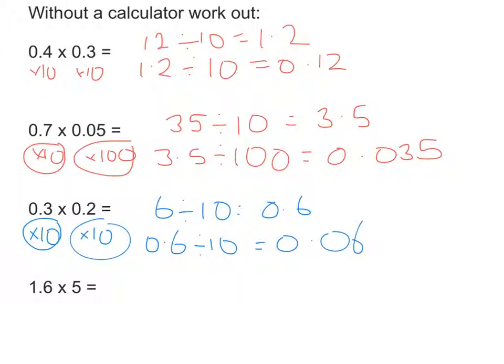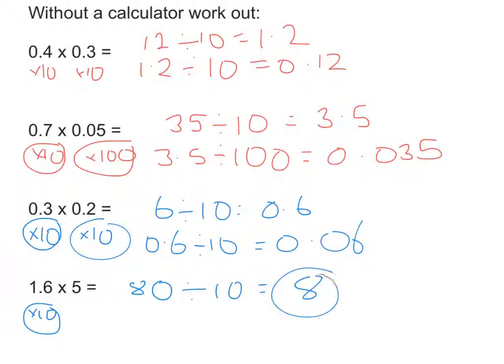Okay, and the last one, 1.6 times 5 looks a little bit different, but it's exactly the same. If I times this one by 10, I'm going to get 16. I'm going to leave the 5 as it is because it's already a whole number. So 16 times 5, okay, might take you a little bit of time to work out, but it is 80. Alright, because I timesed by 10 here, I just have to reverse it by dividing by 10, which gets me the answer of 8. So these numbers here are my answers.